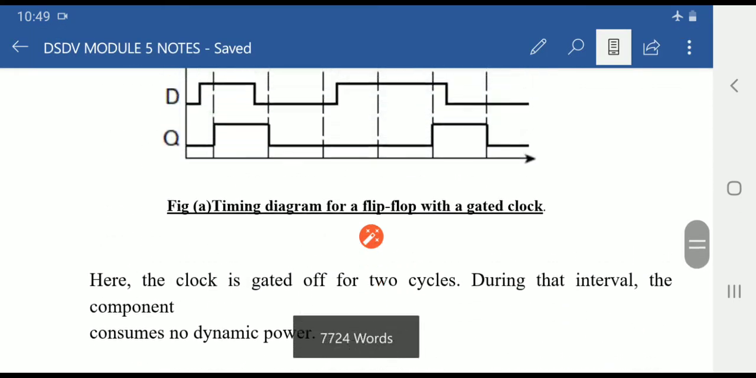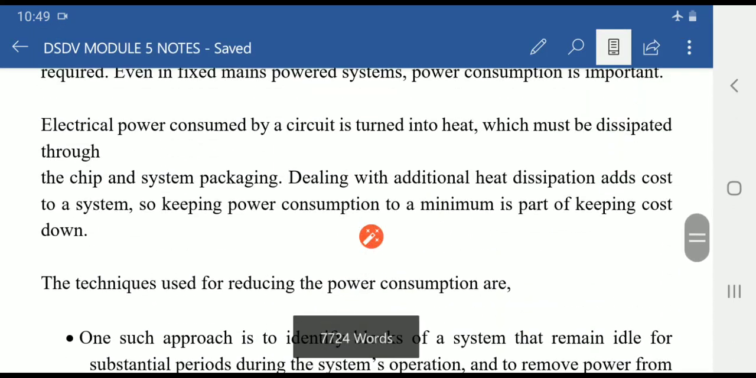So this is about power optimization. Just go through this explanation, it is very simple.